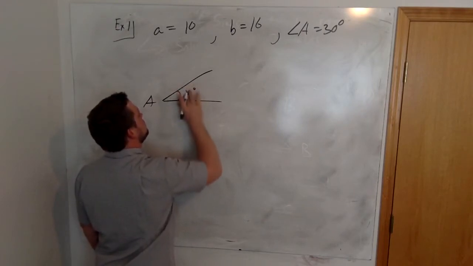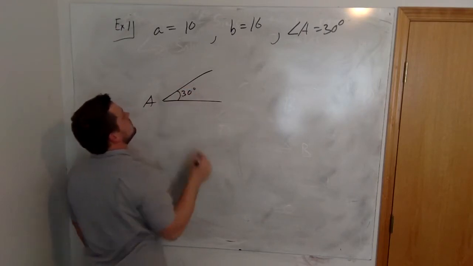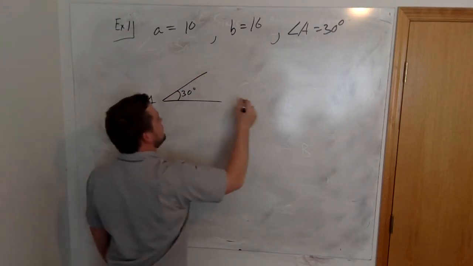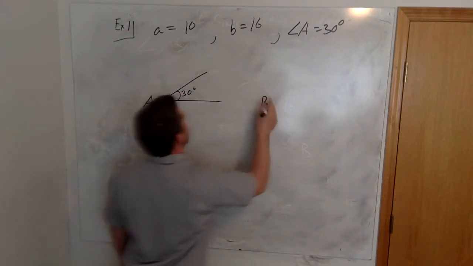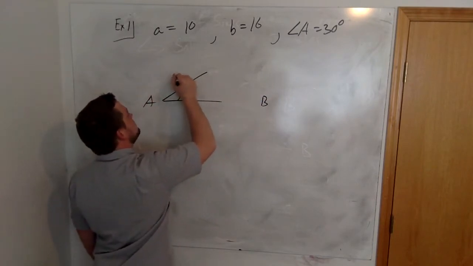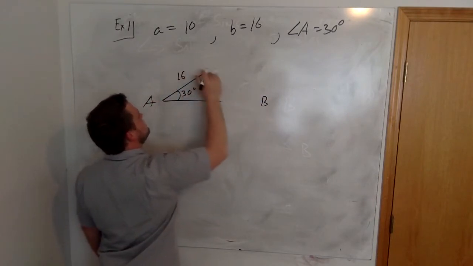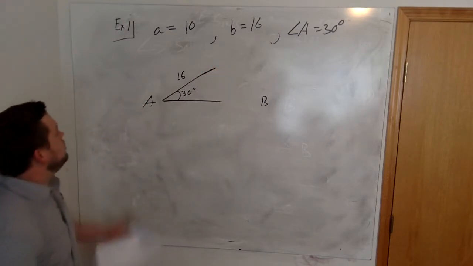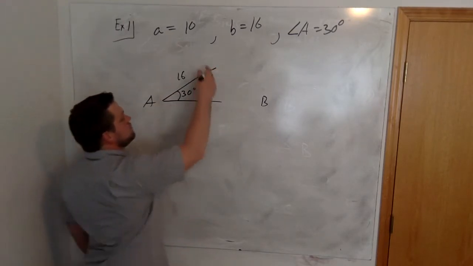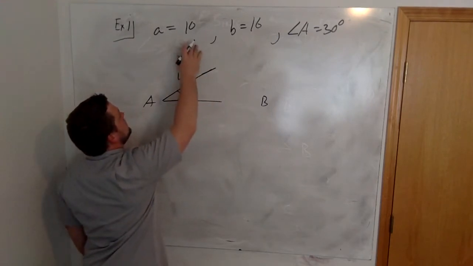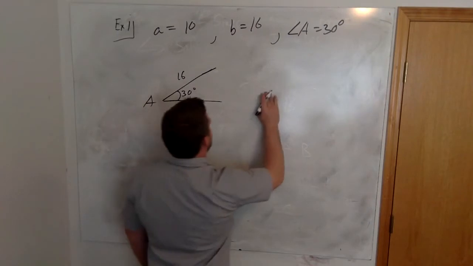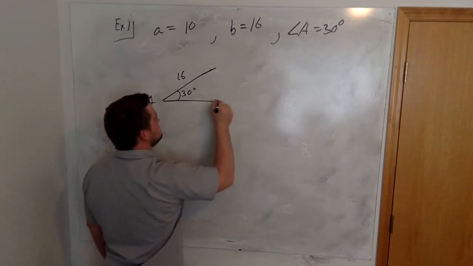Okay, what else do we know? Well, we would know side length b, so if this is angle B over here, we would know that this side length here would be 16. So let's draw that out, 16. And we know side length a here, so this will be a, and we know that it's a little bit shorter than 16. You'll see how that comes into play in just a second.